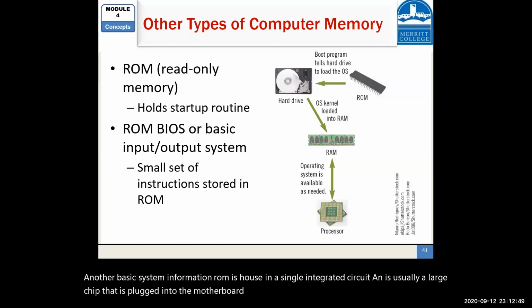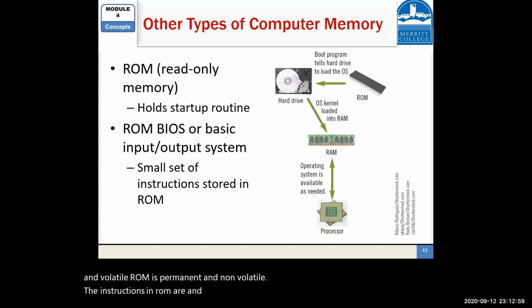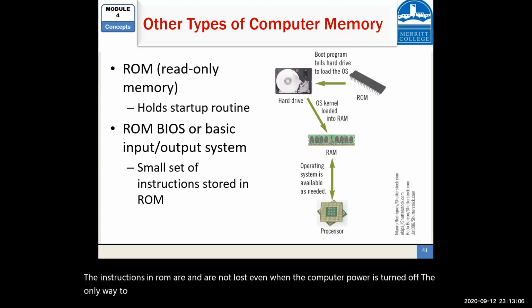Unlike RAM, which is temporary and volatile, ROM is permanent and non-volatile. The instructions in ROM are permanent and are not lost even when the computer power is turned off. The only way to change the instructions in ROM is to replace the ROM chip.